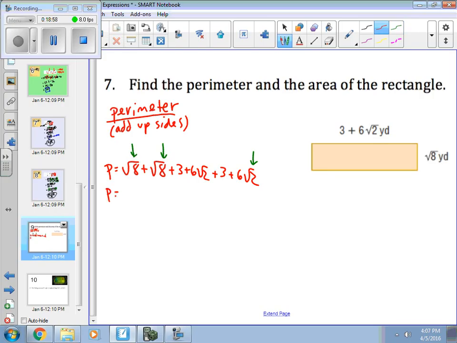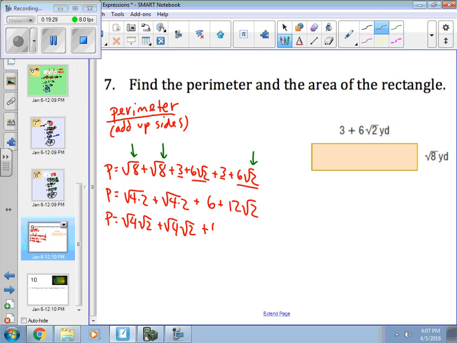The perfect square there being 4. 4 times 2 is going to be the same as 8. Over here, we could simplify a little bit here. 3 plus 3 is 6. And these are like radicals, so we could add those together. That'd be 12 square roots of 2. All right, so let's keep simplifying here. Our perfect square. We can split these apart using the multiplication property we talked about. And then we know 4 is the same as, square root of 4 is the same as 2.